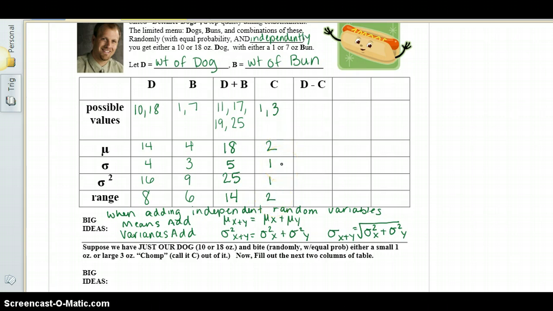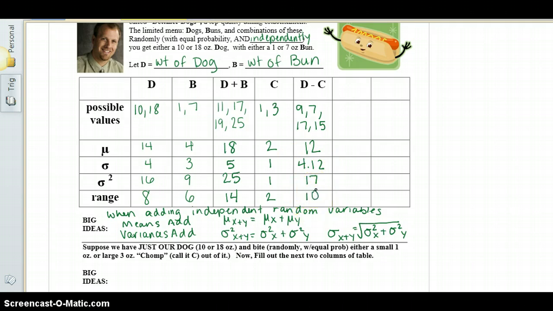Now if I do D minus C, 10 minus 1 is 9, 10 minus 3 is 7, 18 minus 1 is 17, and 18 minus 3 is 15. Did I do those right? Yeah, okay. Then you find the mean and the standard deviation, and you would get 12 ounces and 4.12 ounces. When you square 4.12, you get 17 ounces, and then the range is 10 ounces.